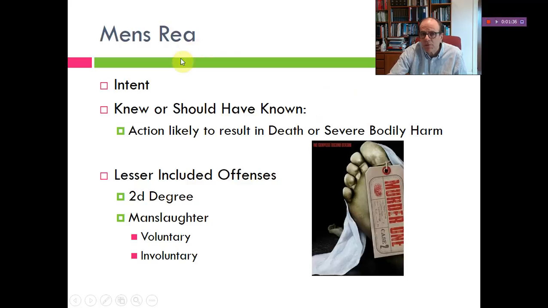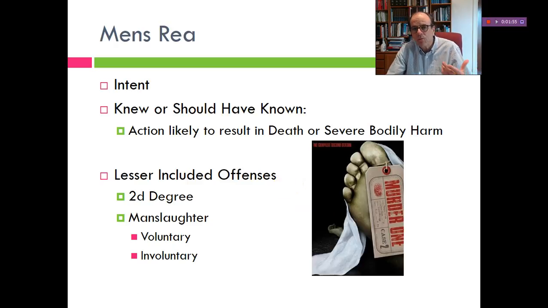So looking at mens rea, we're looking at intent. We knew or should have known that the action that we came up with was likely to result in death or severe bodily harm. I knew that taking the money out of the cash register was wrong.